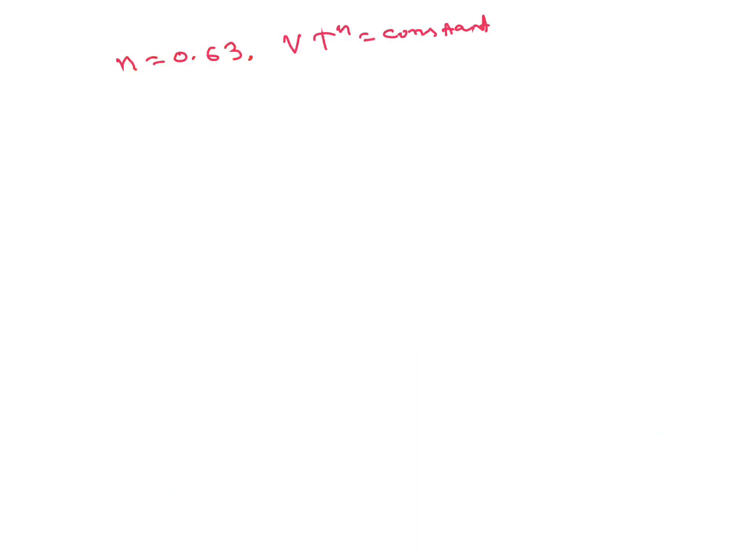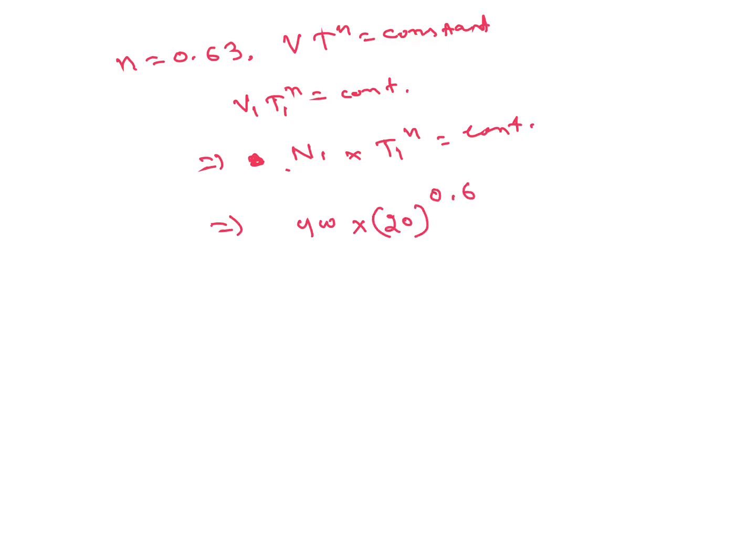This value we have to put in Taylor's tool life equation. V1 T1 to the power n is constant. V1 is pi D N1 by 60, and since pi D is constant, no need to write this. So N1 into T1 to the power n is constant: 400 into 20 to the power 0.63. This is a constant value, no need to calculate it, just write this. Then it equals V3 T3 to the power n. We have to calculate T3.